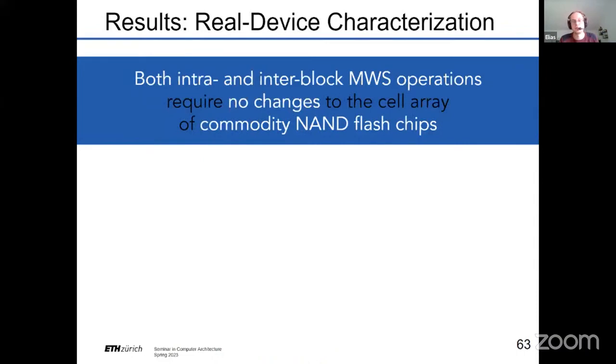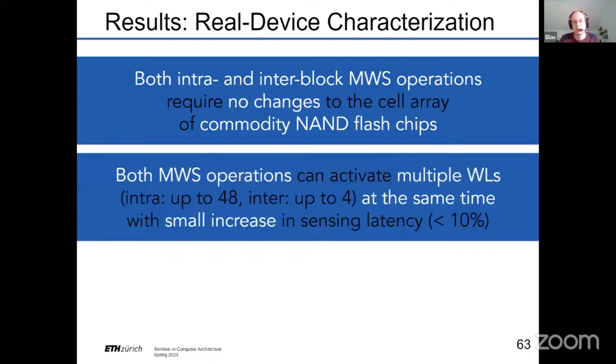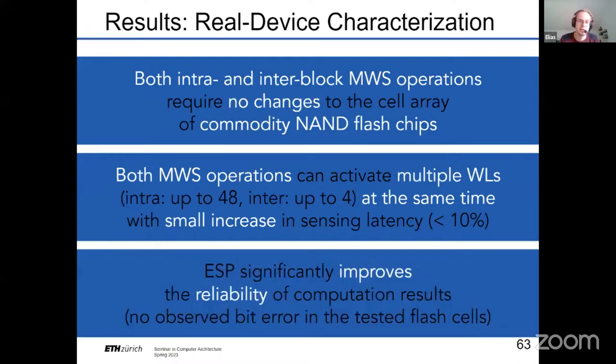The results from that real device characterization: both inter- and intra-block multi-word line sensing operations require no real changes to the cells and the structure of the NAND chip. Both of these MWS operations can activate multiple word lines with only a small increase in sensing latency. And ESP significantly improves the reliability of computation results.